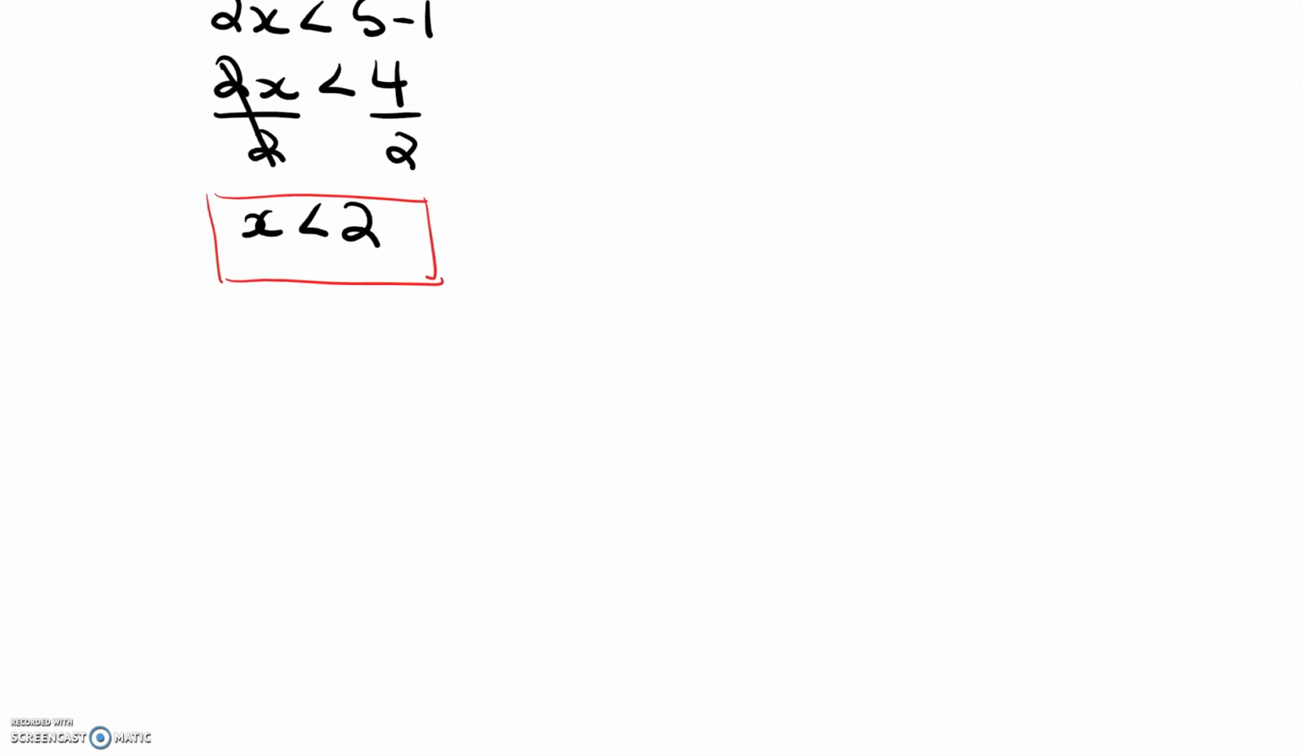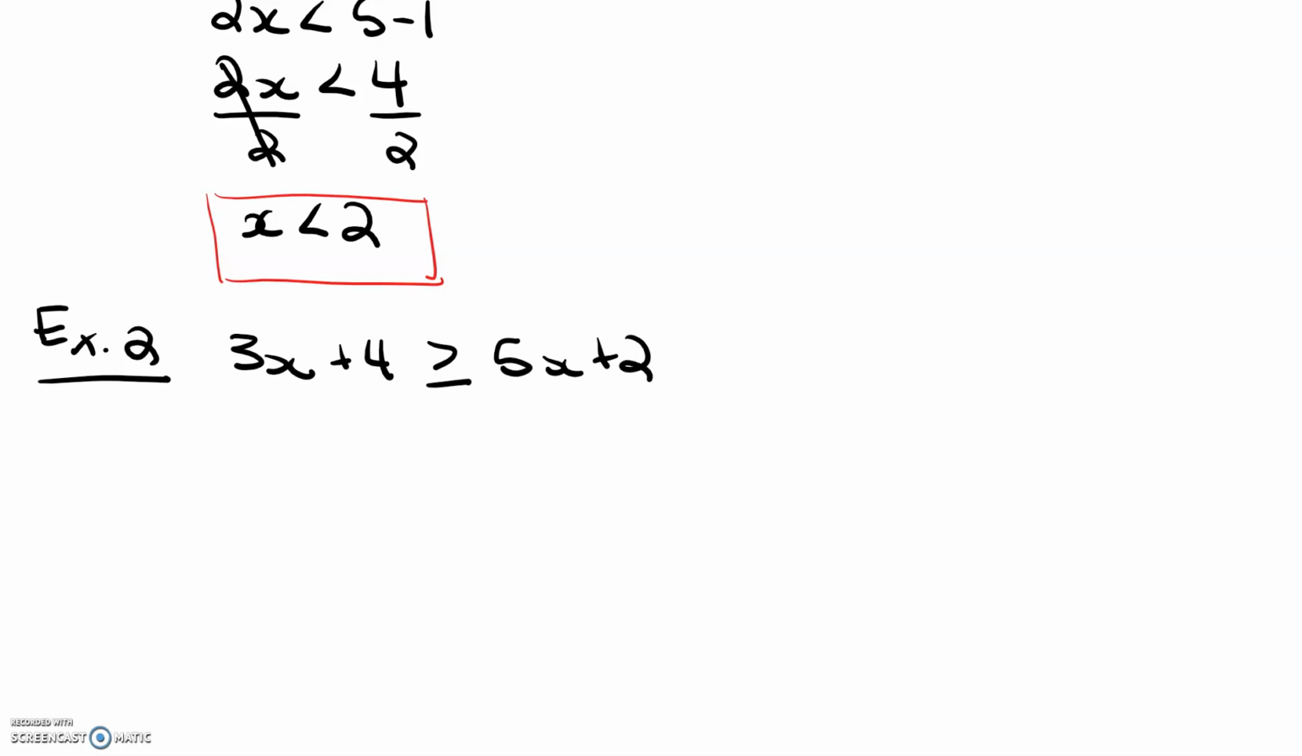Alright, let's go into a little bit more of a challenging example. Let's say this is example number 2. We have 3x plus 4 is greater than or equal to 5x plus 2. This is a little more complex because we have x on both sides. But same thing, we still want to isolate and solve for x.